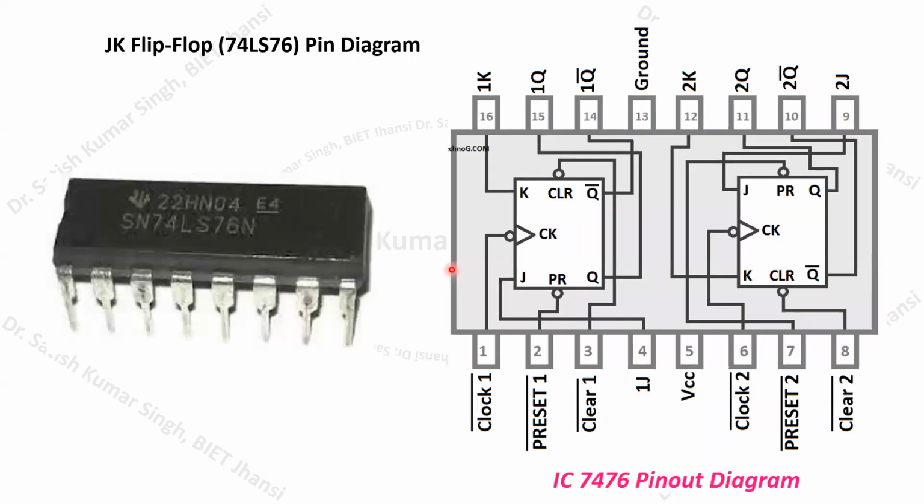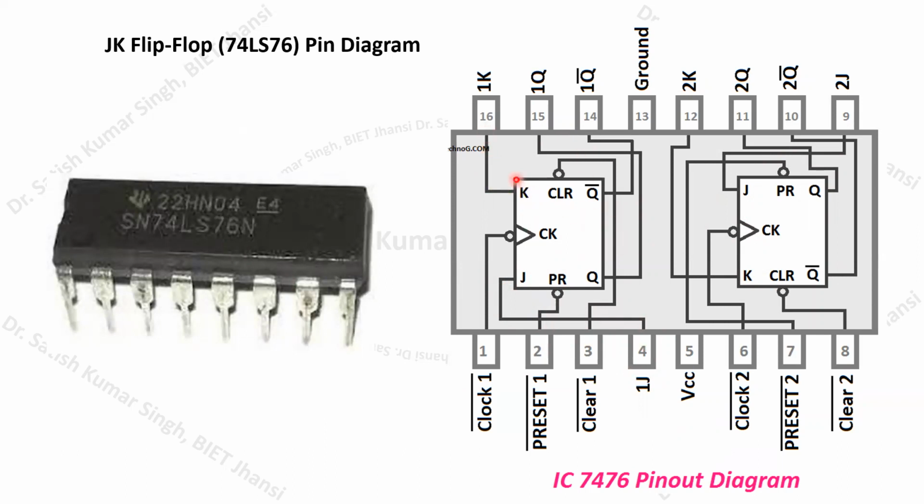Again, you can see the JK flip-flop. This is the internal pin diagram of the JK flip-flop. You can go through it. This particular IC number is 74LS76. That you have to use. And here you can see that again we have two different flip-flops, and these are your inputs, J and K. The fourth pin is 1J, meaning your first flip-flop input, and this is your K input, which is connected from pin number 16.